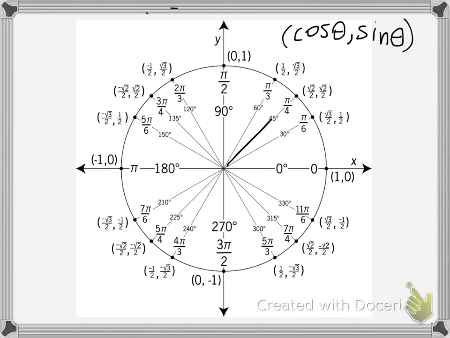Similarly, over here at pi over 4 radians or 45 degrees, the coordinates where it touches the edge of the circle are square root of 2 over 2 comma square root of 2 over 2. So we can say that the cosine of 45 is square root of 2 over 2, and the sine of 45 degrees is square root of 2 over 2.